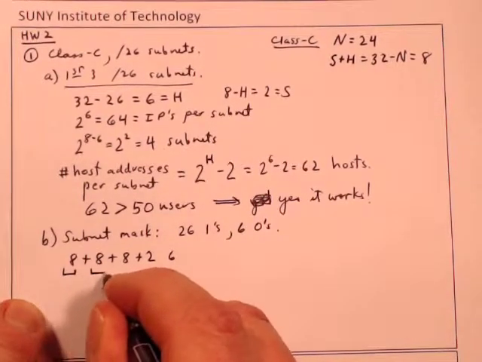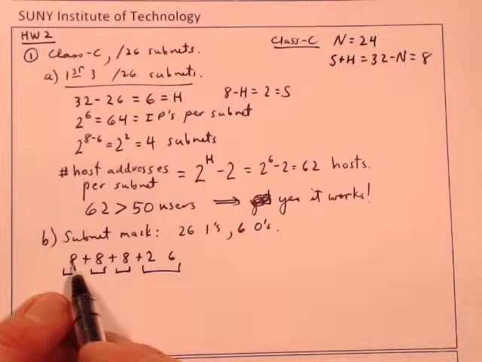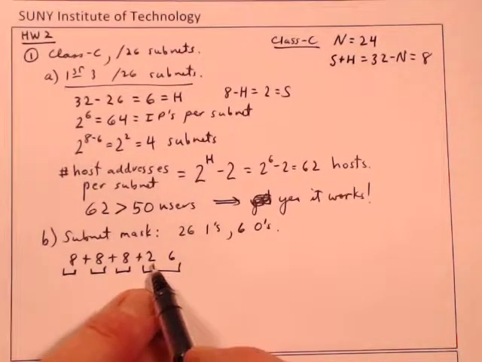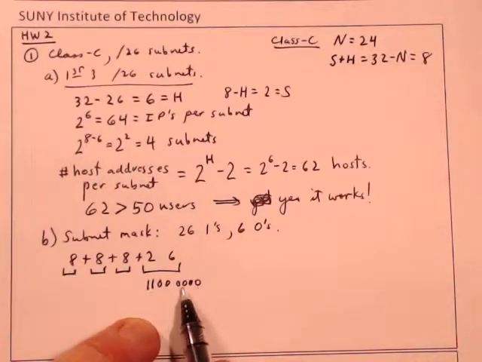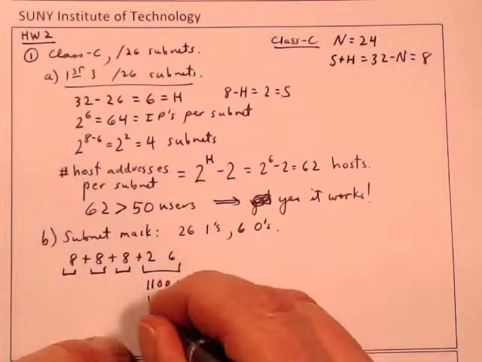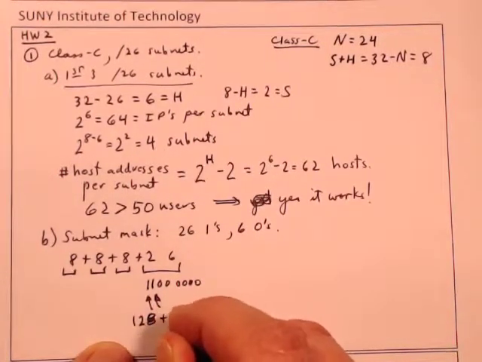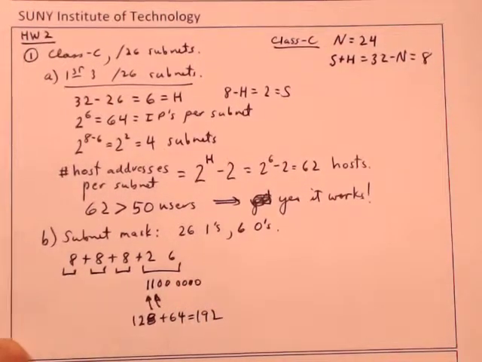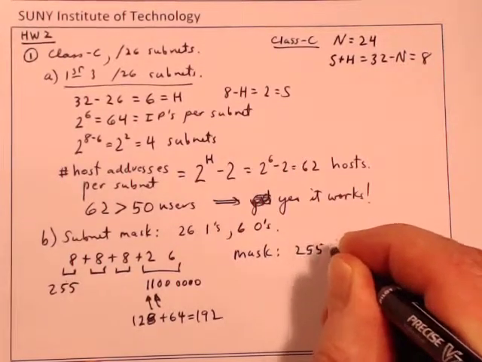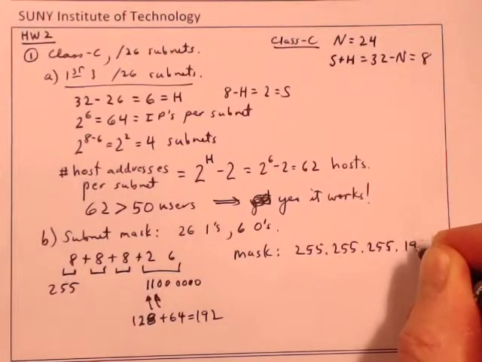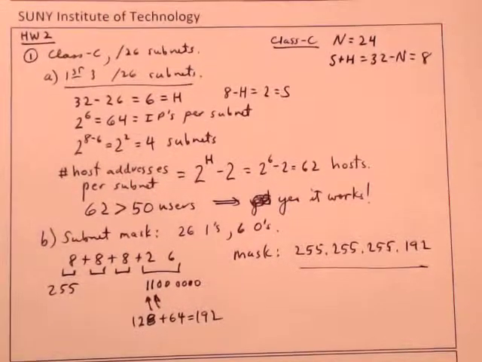In other words, the first 3 octets are filled with ones, and we know that 8 ones in a row in binary is 255. And then here in the last octet, we have 2 ones and 6 zeros. Okay, and this is 1, 2, 4, 8, 16, 32, 64, and 128. So these 2 bits correspond to 128 plus 64, which is 192. Okay, and each of these is a 255. And so my subnet mask is 255.255.255.192. Okay, so that's the answer for part B. And I will pick up with part C and D in the next short video.